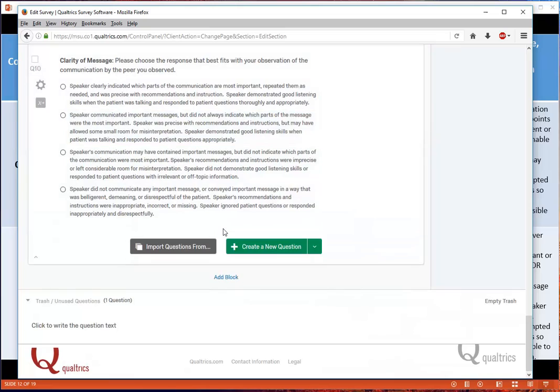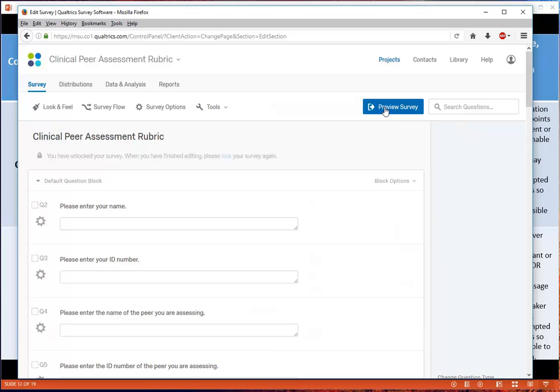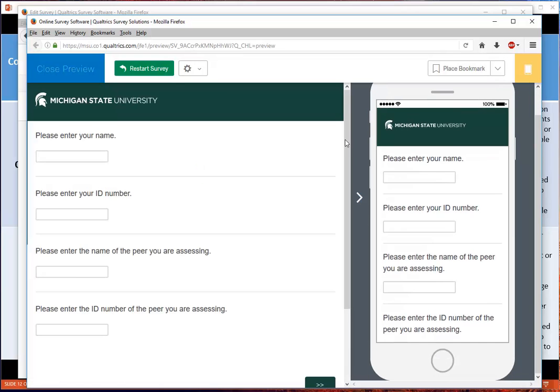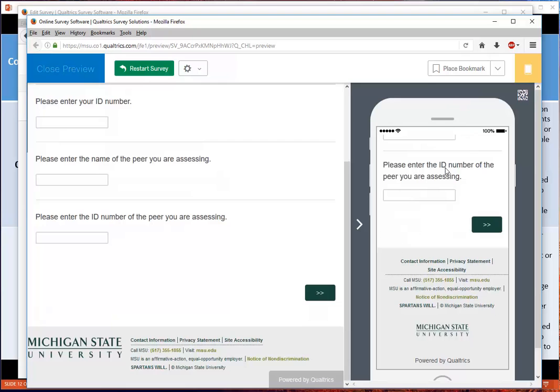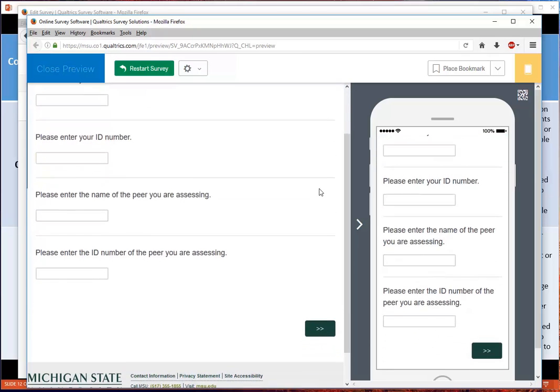And then go ahead and put your survey in the field. Now I'm going to hit a preview here so you can see what this will look like to the students. Your students are going to see this format here. This is what it looks like on the mobile device on the right side of my screen, and this is what it looks like on a personal computer.